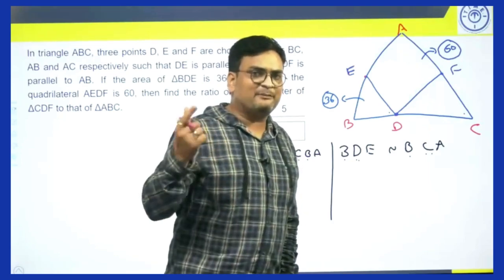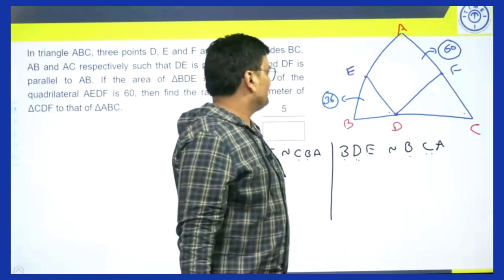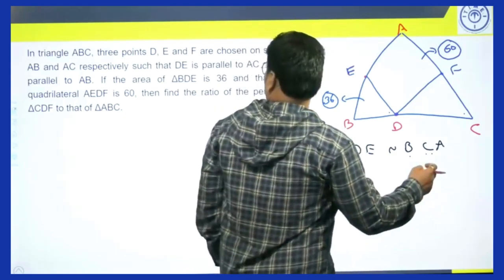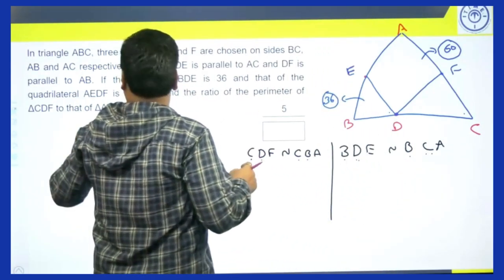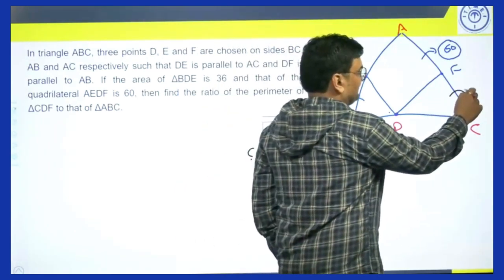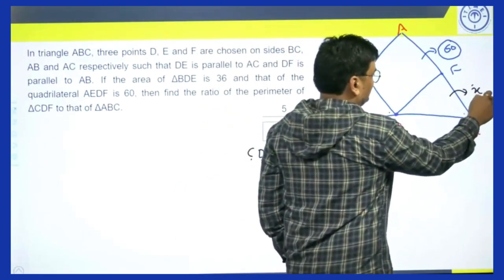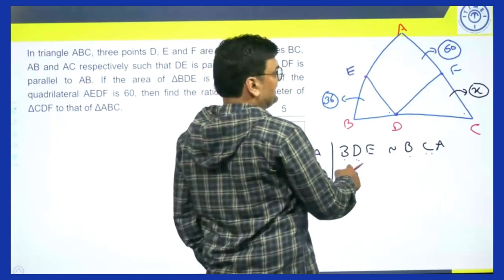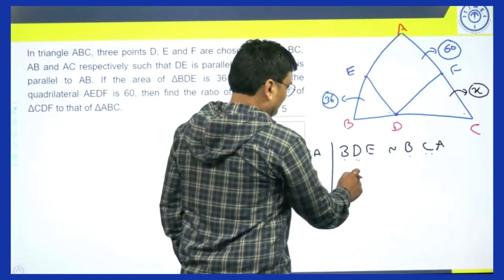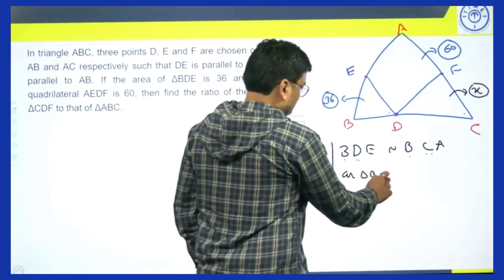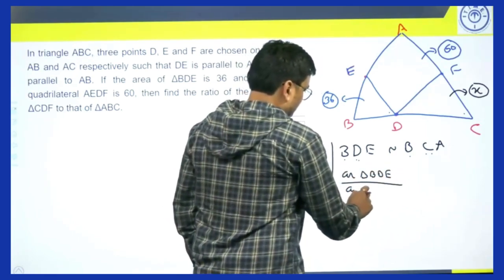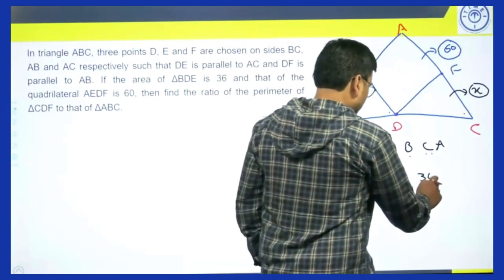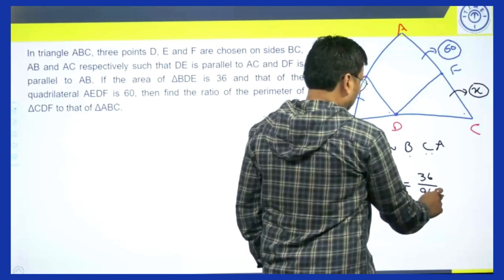So if the triangles are similar, we have a property that the ratio of corresponding sides will be equal. So what will be the ratio of sides here? Let's try to understand. Before we do any of that, let us assume that this area here, the area of triangle CDF, is x square units. So what will be the ratio of areas of these two triangles BDE and ABC? The ratio of areas of triangle BDE to triangle BCA will be equal to what? This is 36 by this is 96 plus x.